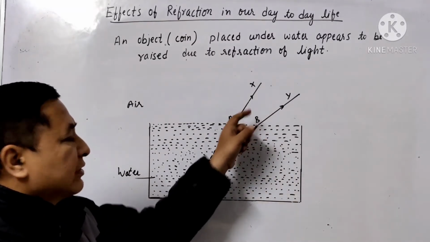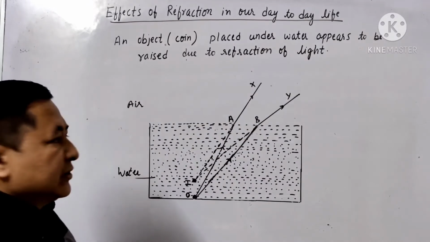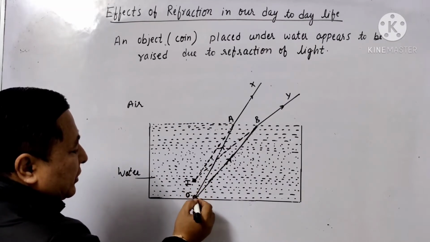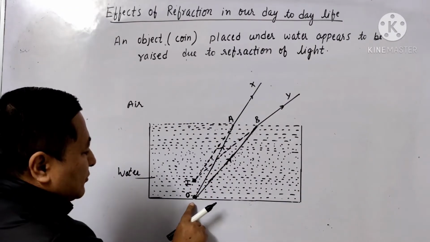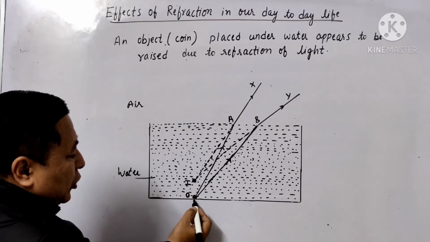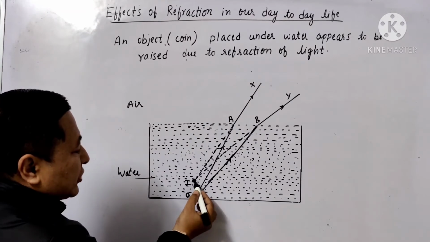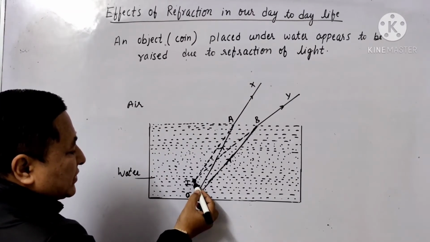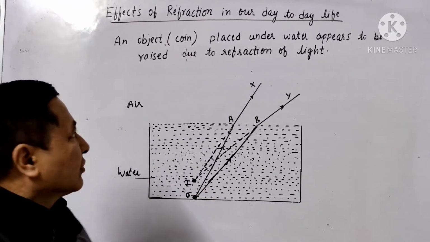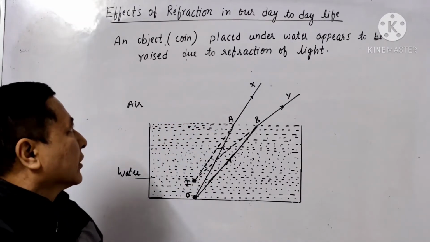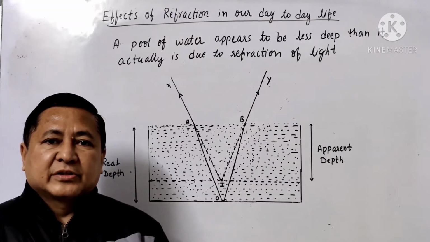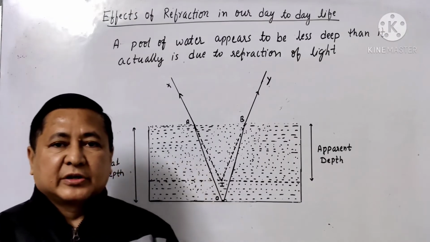So these two rays will never meet each other, but if they are produced backward, these two rays appear to meet at this point, forming a virtual image of the coin, denoted as I. So you can see this coin, which is actually placed here, appears to rise. The image of this coin is formed at this point I, so it appears to be raised. So that's why, due to the refraction of light, an object or a coin placed under water appears to be raised. Now let us take the third effect of refraction in our day-to-day life.